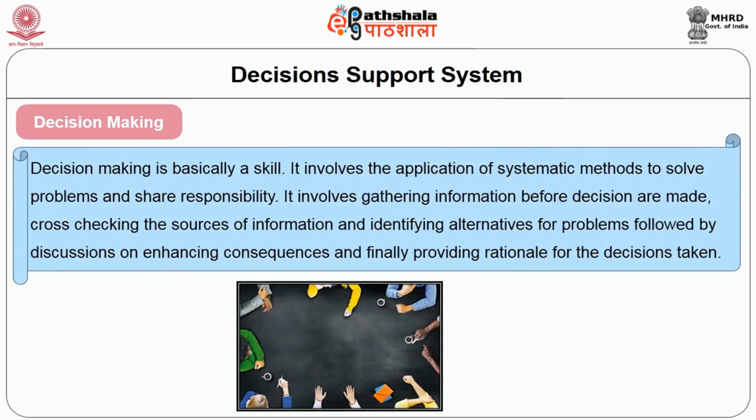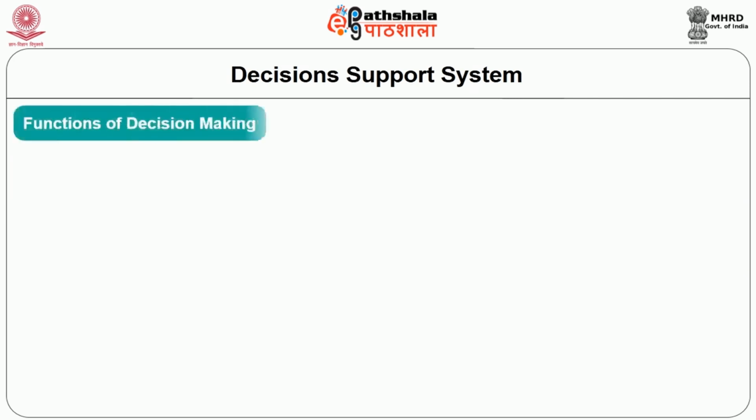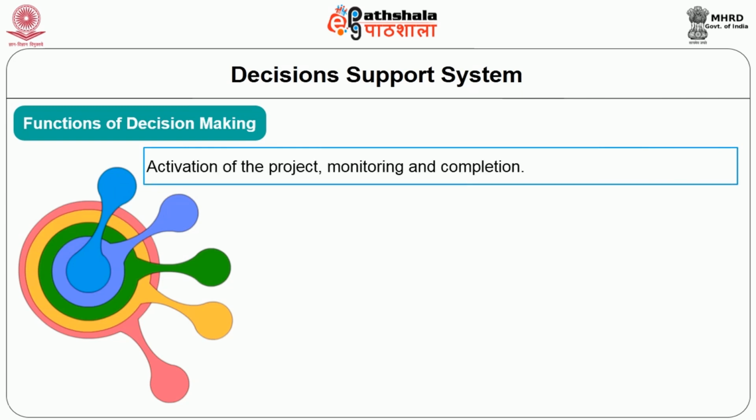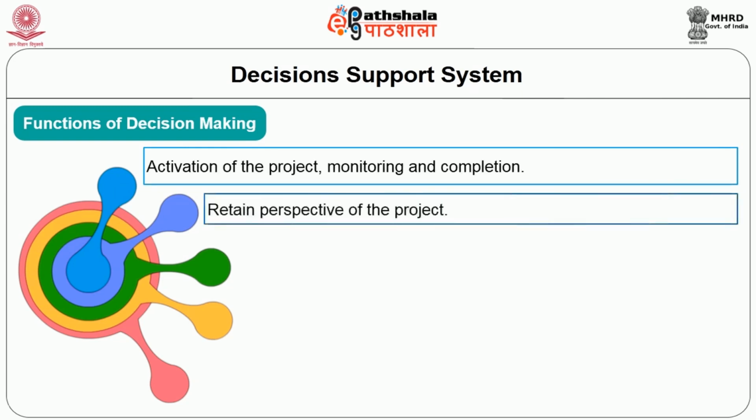It's basically a skill. It involves the application of systematic methods to solve problems and share responsibility. Before decisions are made, cross-checking is very, very important. Cross-checking of the sources of information, identifying what are the alternates for the problem, followed by discussion on enhancing consequences, finally providing rationale for the decisions taken. Now, when decisions are taken, that whole concept of decision making is meant for activation of the project, monitoring and completion. And also we take decisions so that we retain the perspective of the project.